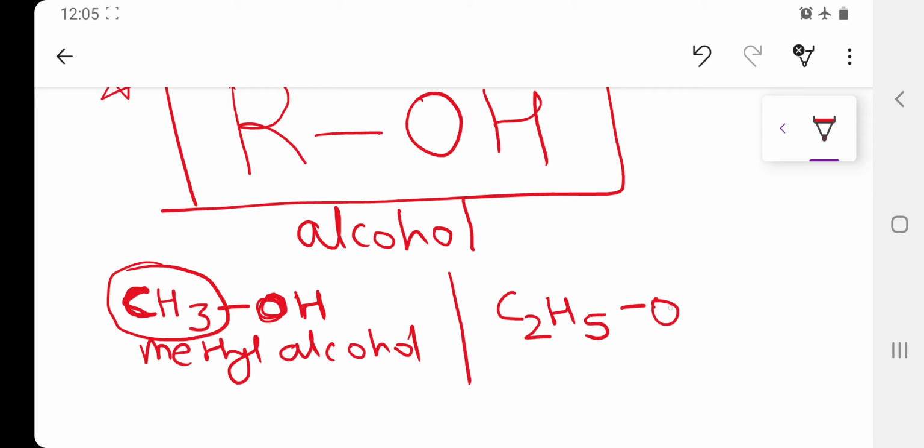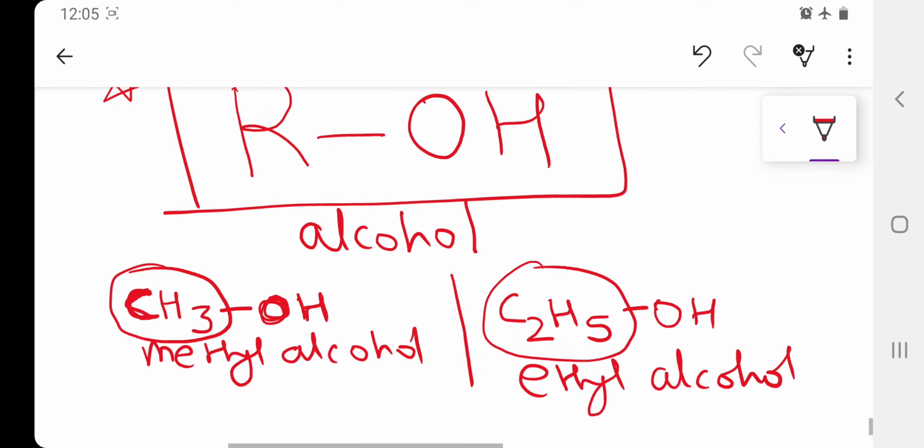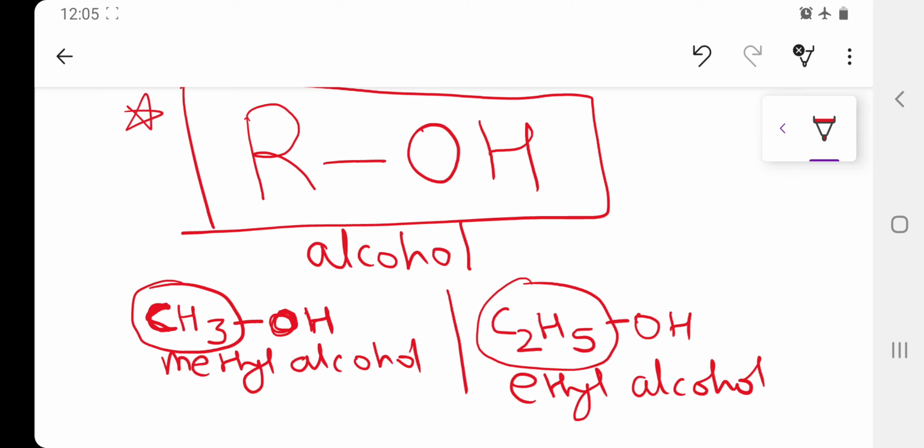You remember different R groups, then you can write, instead of methyl, the R group can also be C2H5, then it is attached to OH, then it is called ethyl alcohol. Then in this alcohol class of compounds, the alcohol family, you started understanding that the alcohol family can contain a methyl group, then an ethyl group.